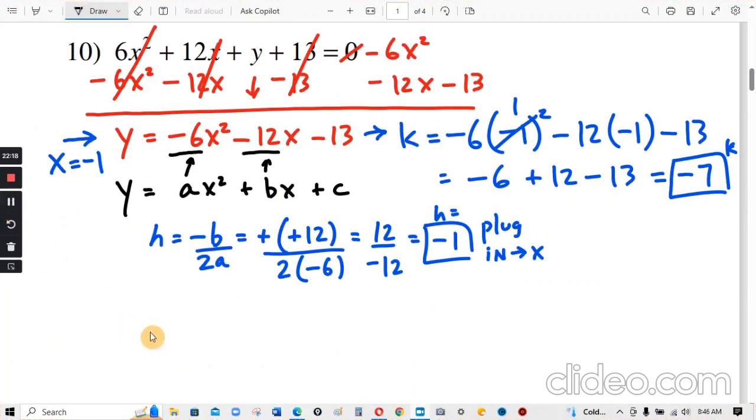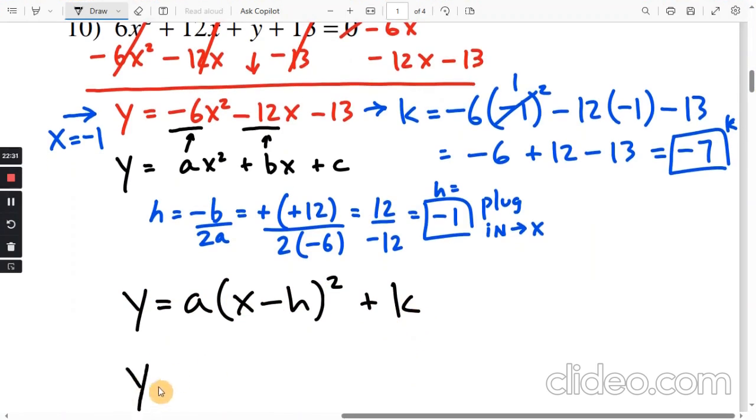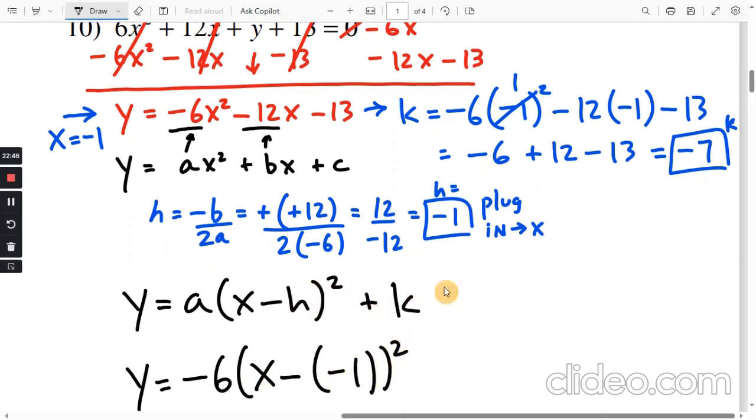All right, last step. y equals a times x minus h squared plus k. A is negative 6. x minus h, which is negative 1. And that whole thing is squared. Plus k, so it's plus negative 7.